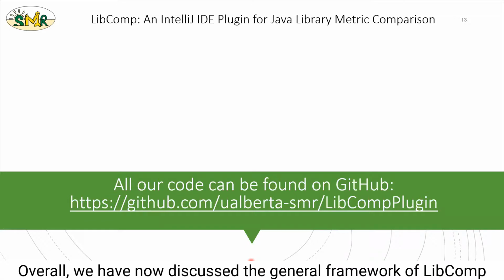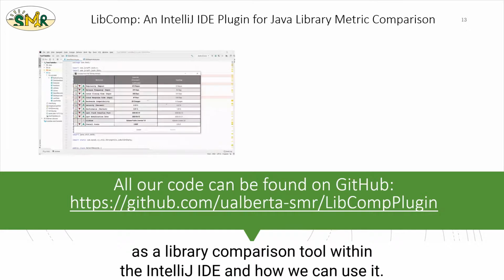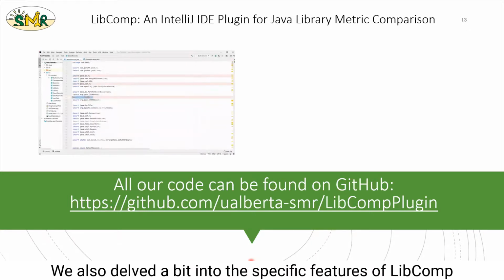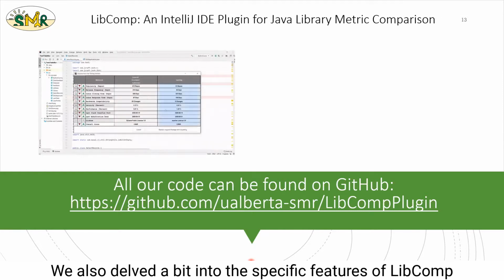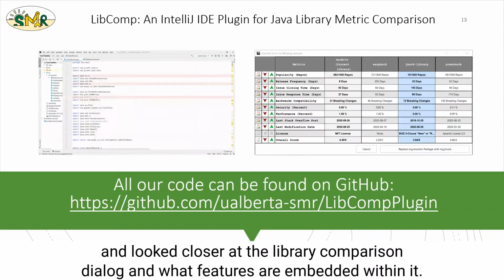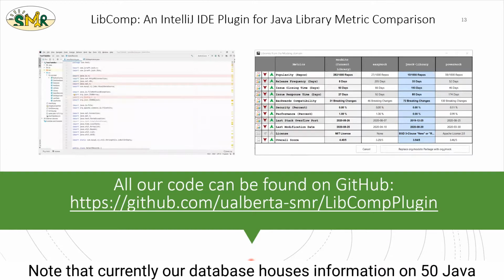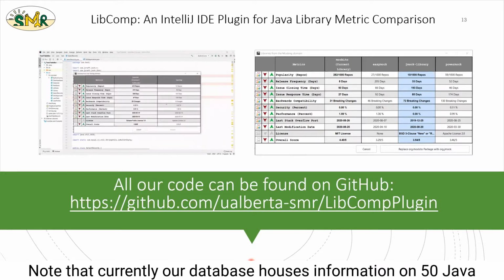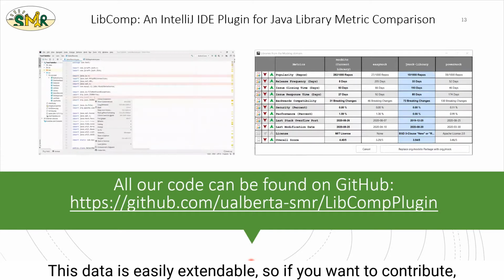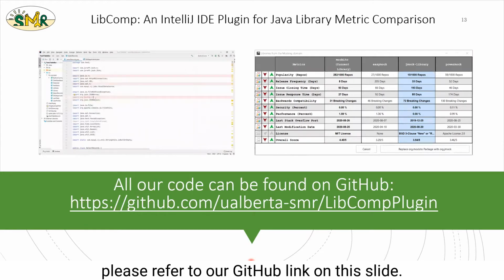Overall, we have now discussed the general framework of LibComp and its functionality as a library comparison tool within the IntelliJ IDE and how we can use it. We also delved a bit into the specific features of LibComp and looked closer at the library comparison dialog and what features are embedded within it. Note that currently, our database houses information on 50 Java libraries belonging to 13 different domains. This data is easily extendable, so if you want to contribute, please refer to our GitHub link on this slide.